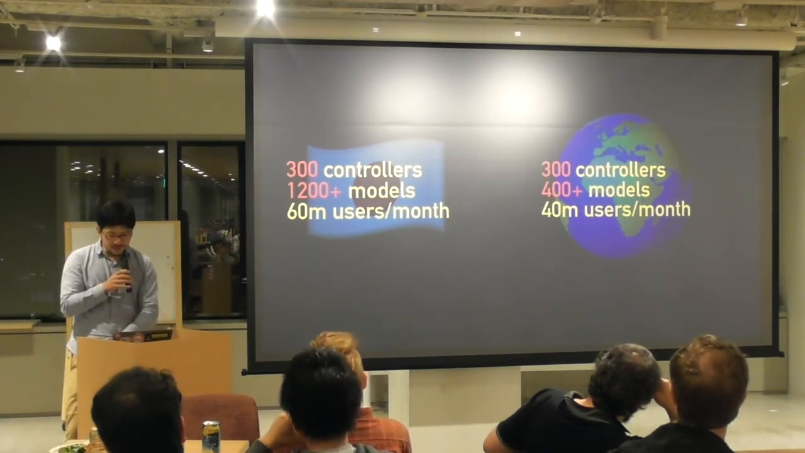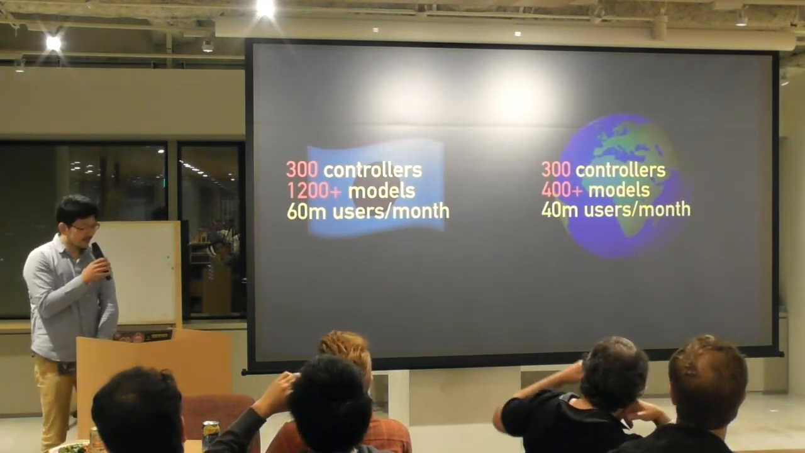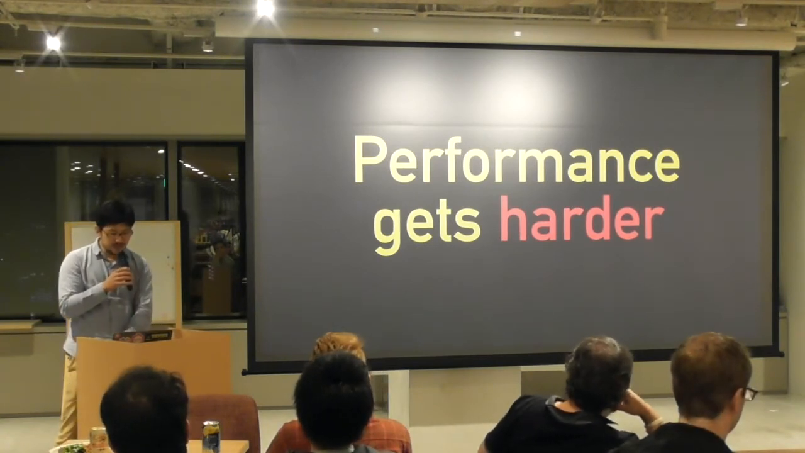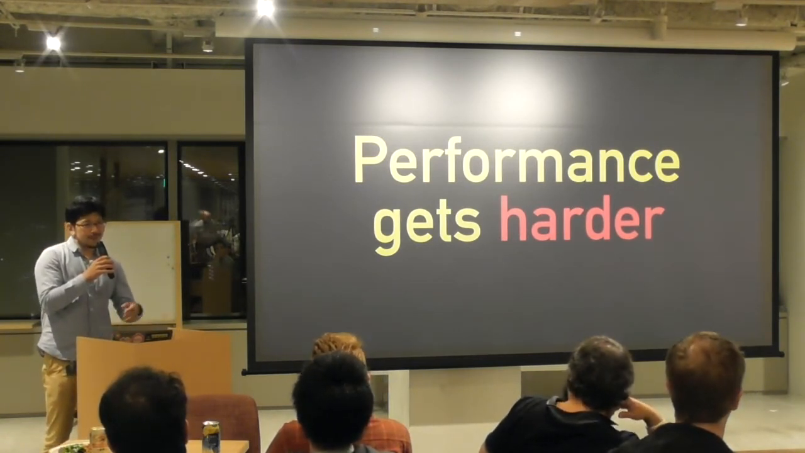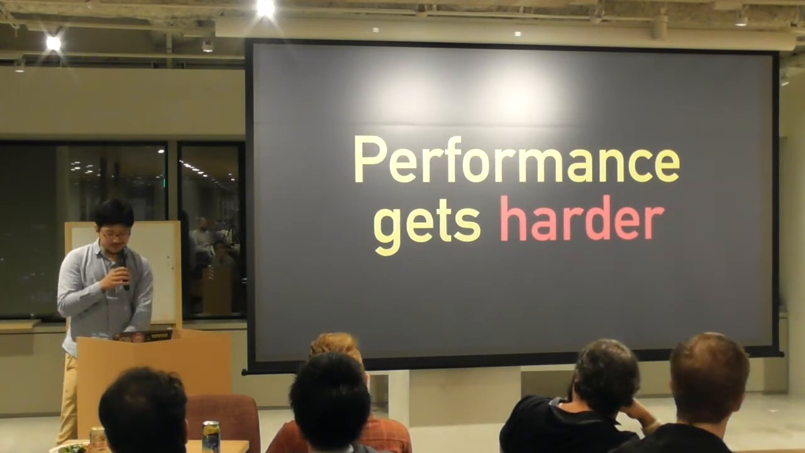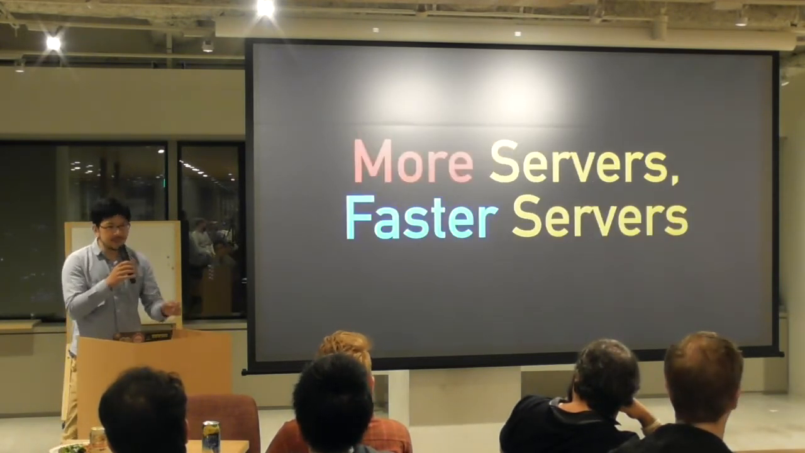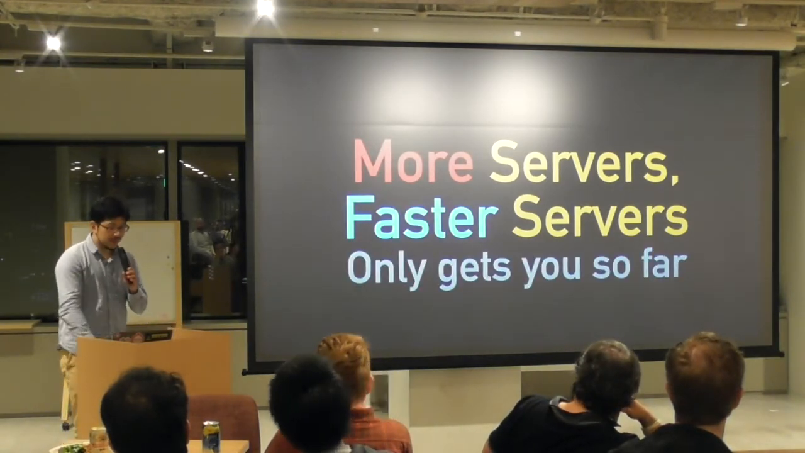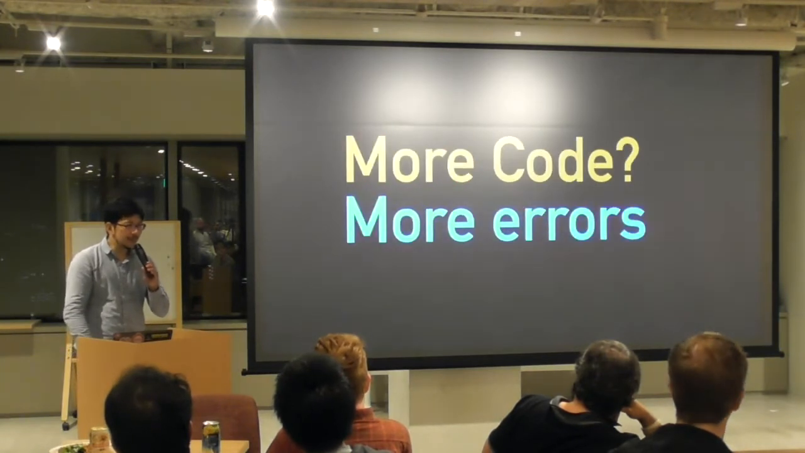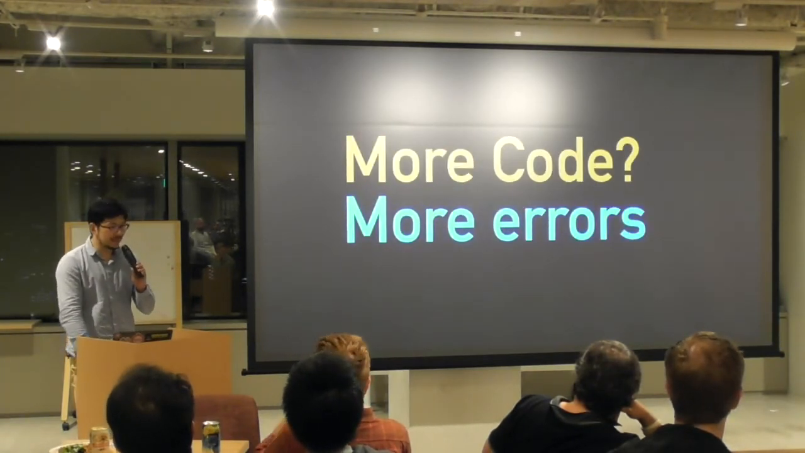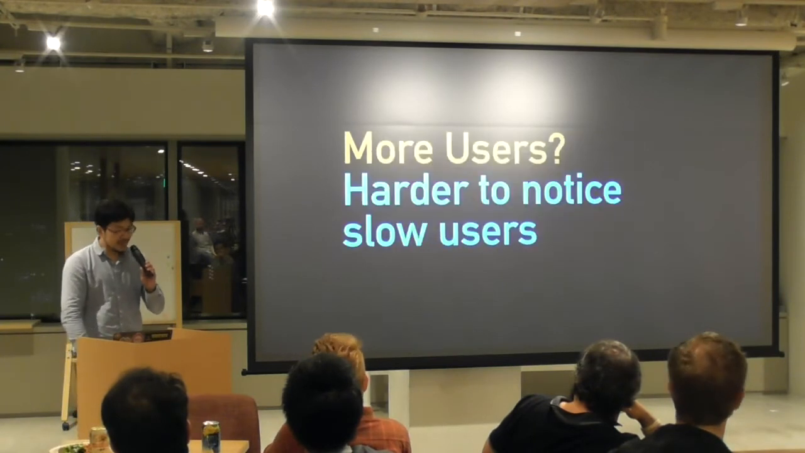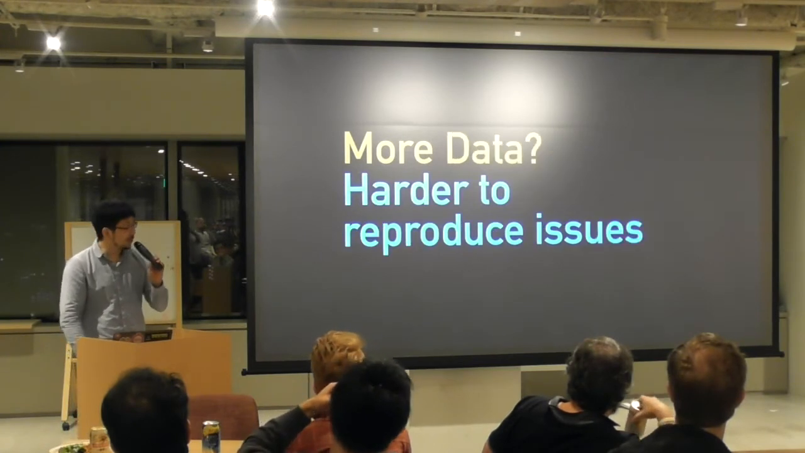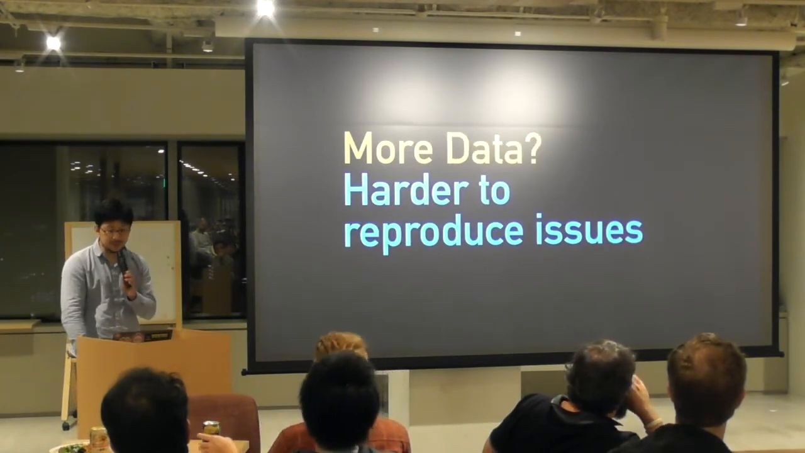So my talk today is about performance, and what I mean by this is that when you have so many things, performance gets a bit harder. Usually, because Rails does scale, you can just add more servers and have faster services, and it gets you so far. However, being big apps means there's a lot more code, and it means there are a lot more errors as well. Having a lot more users means it's also harder to notice the slow users. And having a lot more data means it's really hard to reproduce some of these issues sometimes.